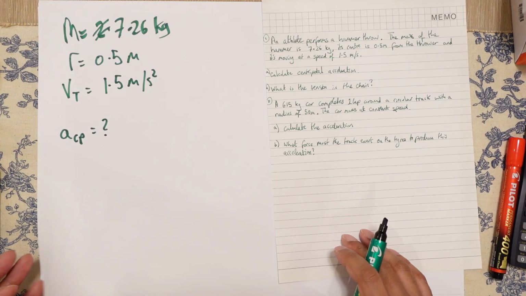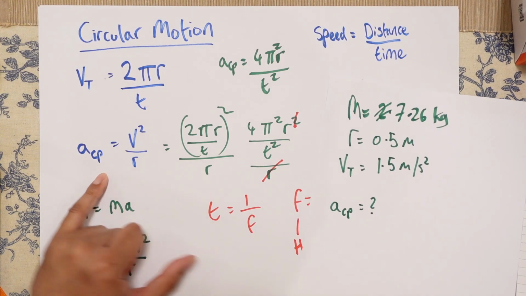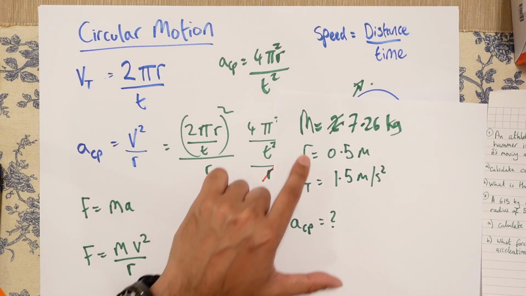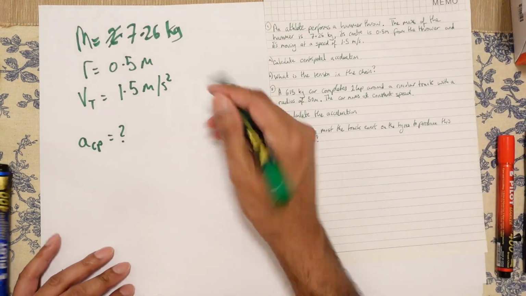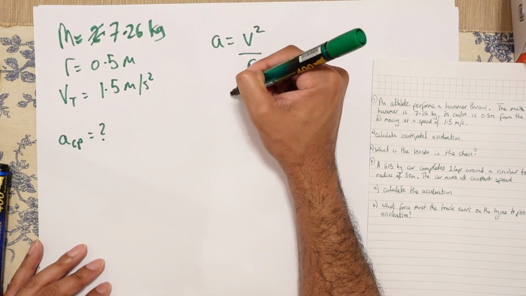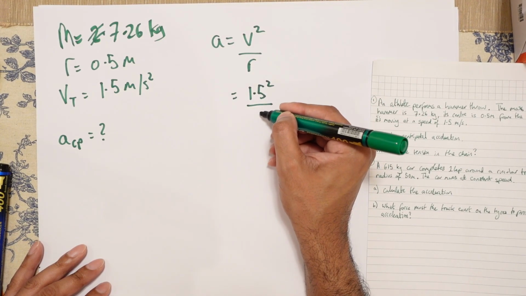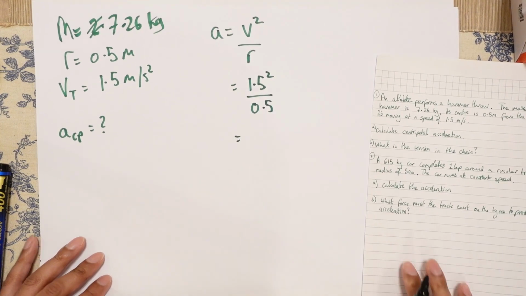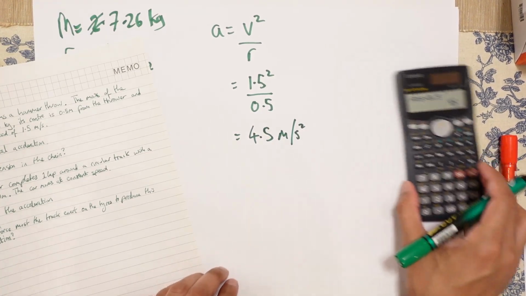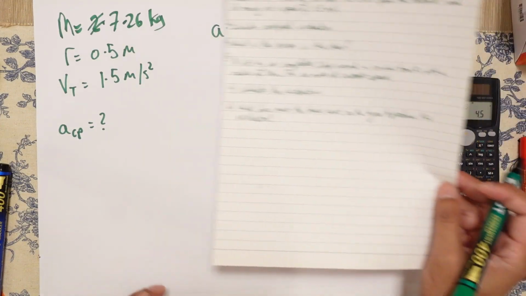Okay, so very simple, very straightforward. We look at our equations, we want acceleration. So we've got v squared divided by r. Let's do that. V squared and r, we have both of those things. So a equals v squared divided by r. V squared is going to be 1.5 squared divided by the radius, which is 0.5, which is 4.5 meters per second squared. Okay, so that's part A done. Pretty easy. Let's look at B.